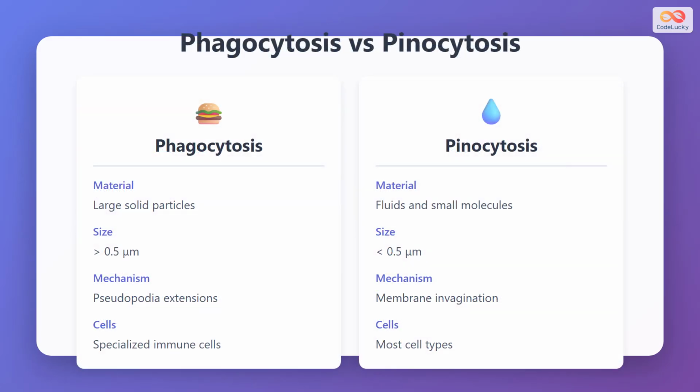It's important to distinguish phagocytosis from another process called pinocytosis. Phagocytosis targets large solid particles greater than 0.5 micrometers and uses pseudopodia extensions to engulf them. It's performed mainly by specialized immune cells. In contrast, pinocytosis involves the uptake of fluids and small molecules less than 0.5 micrometers through membrane invagination. Pinocytosis occurs in most cell types, not just specialized cells. Both are forms of endocytosis, but they serve different purposes.